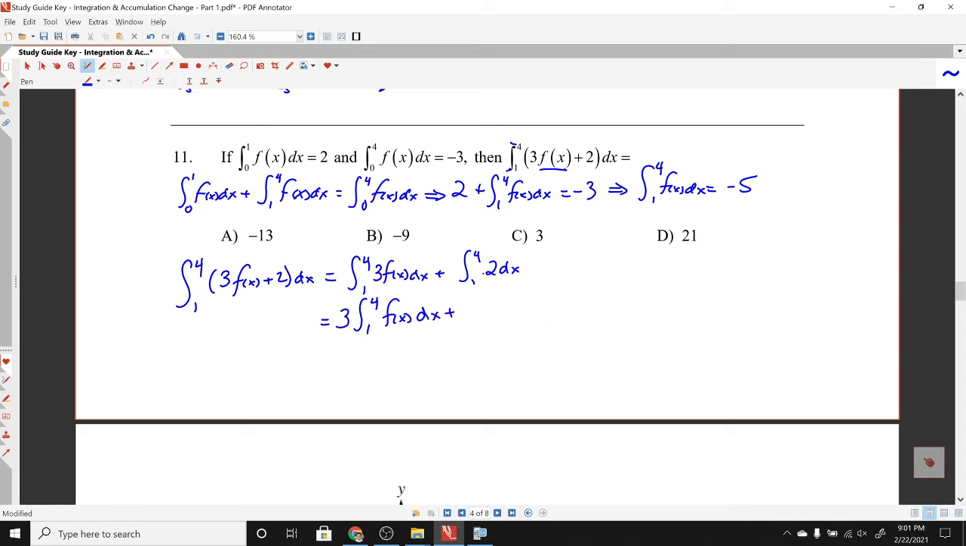Plus, this here is a horizontal line. If you remember, we've seen a few of these. There's a few different ways of doing this. The way I like to do it is think of it as, so here's 1, here's 4. The function is the function 2, which is a horizontal line. So this is just a rectangle. The width is 3, the height is 2.